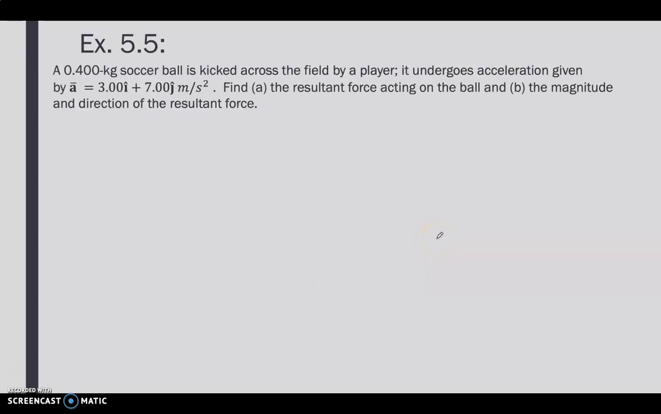All right. So I can go ahead and try to get started on this example. This is example 5.5. We have a soccer ball that is kicked across the field by a player. It undergoes an acceleration given by this equation. We want to find the resultant force acting on the ball and the magnitude and direction of that resultant force. So we're going to have to go back and remember our vector notation and solving for vectors in order to find this force. So we'll continue in the next video.